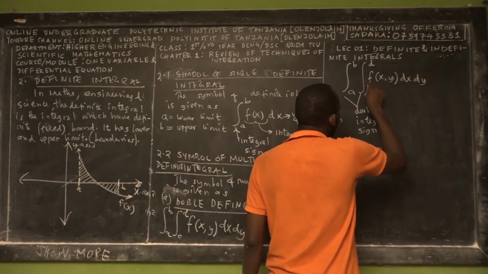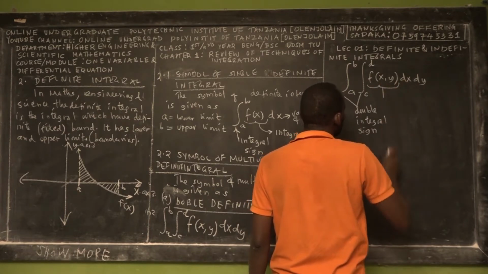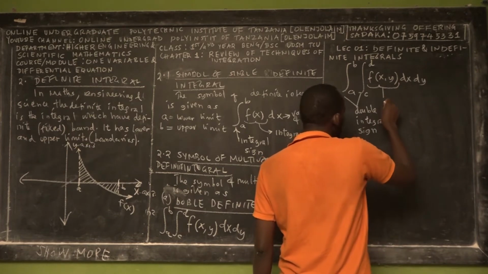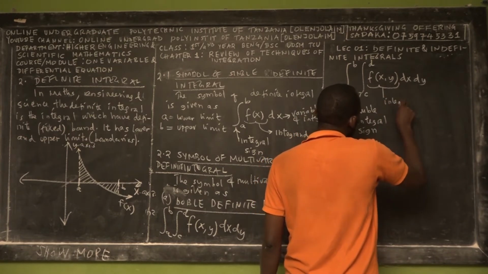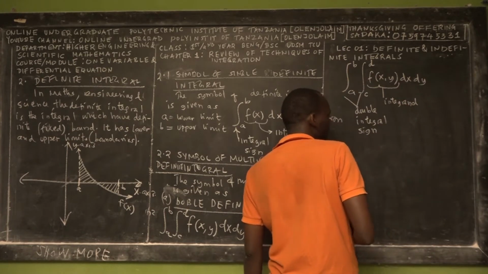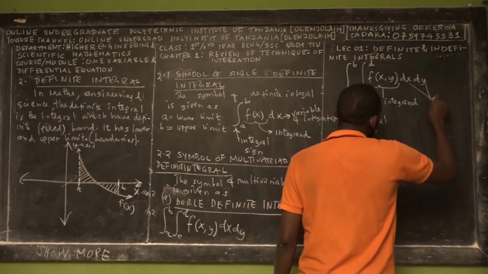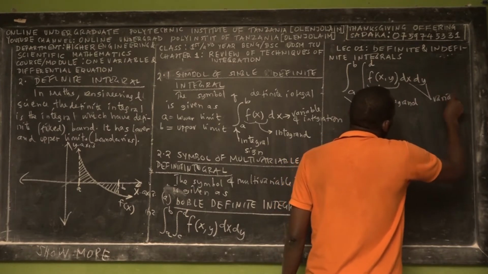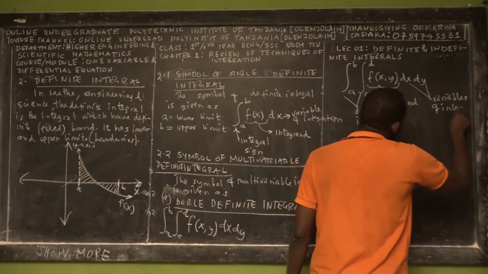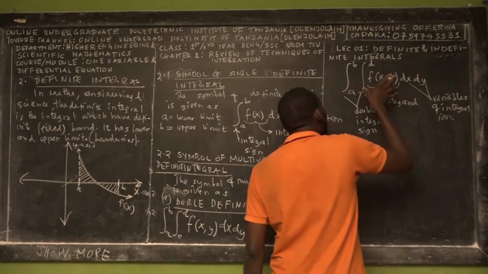Then this one, this is the function, right? So this function, we call it the double integrand. And then we have x and y. These we call variables of integration. It means that we have to integrate this function.